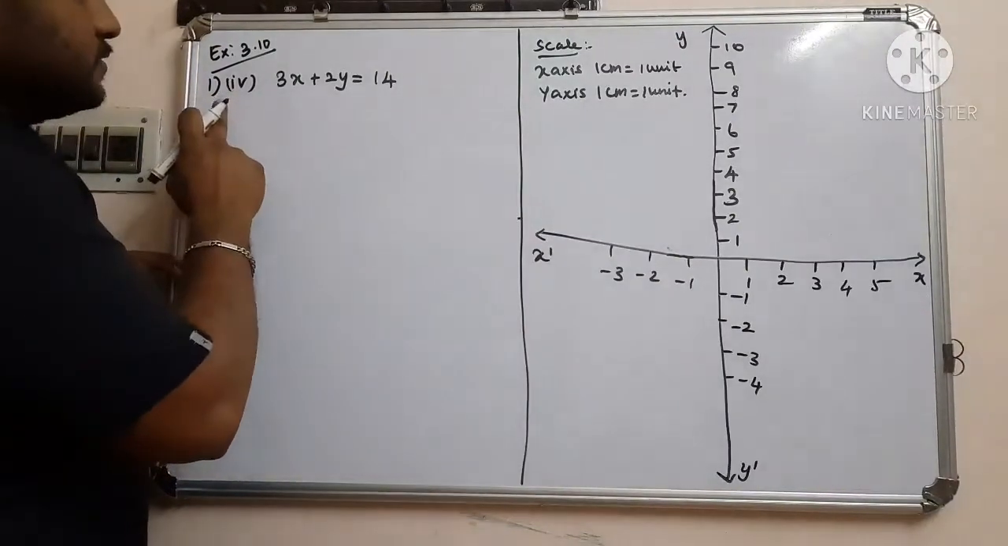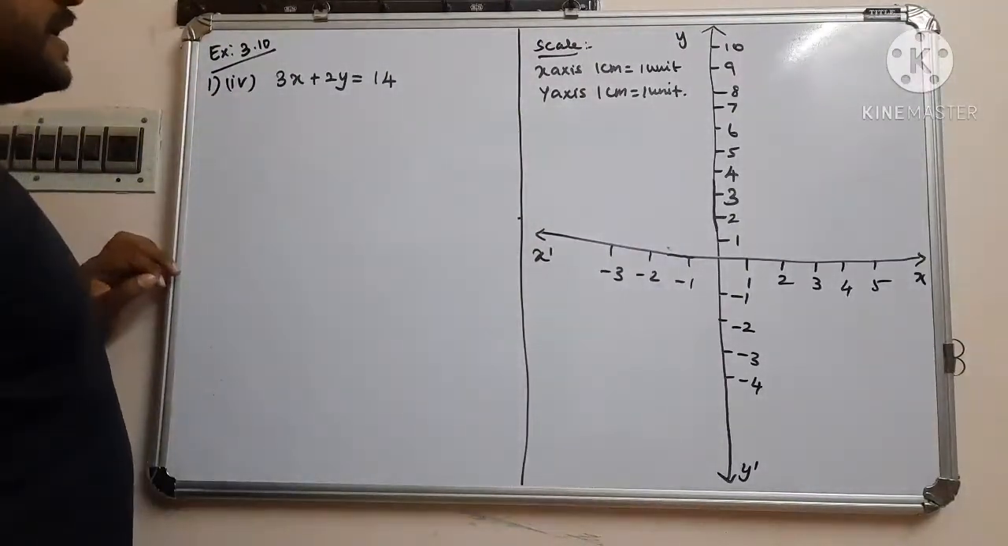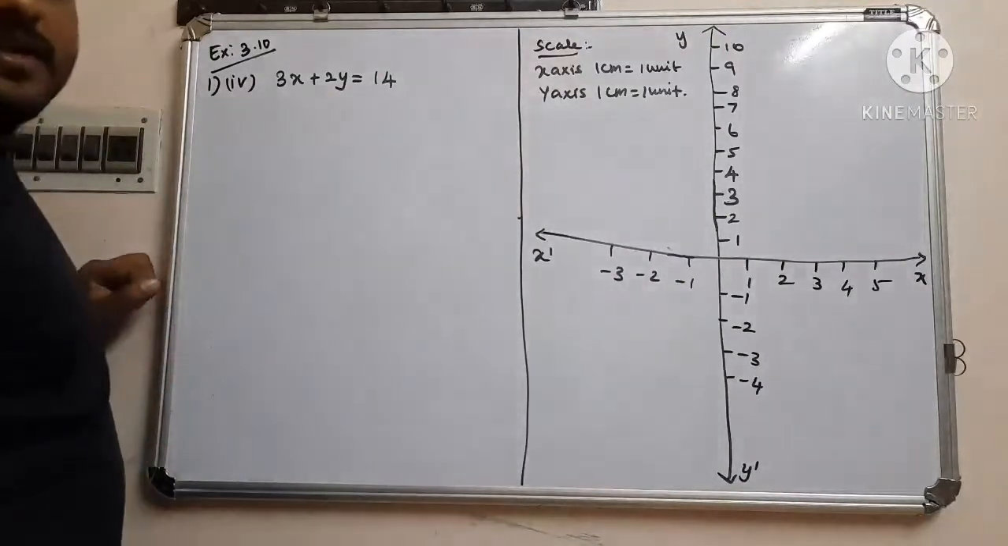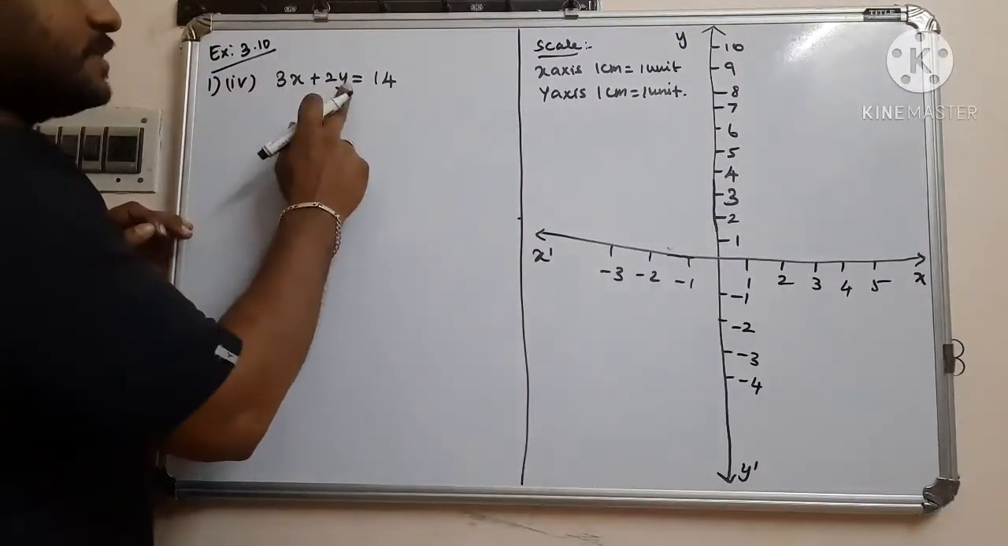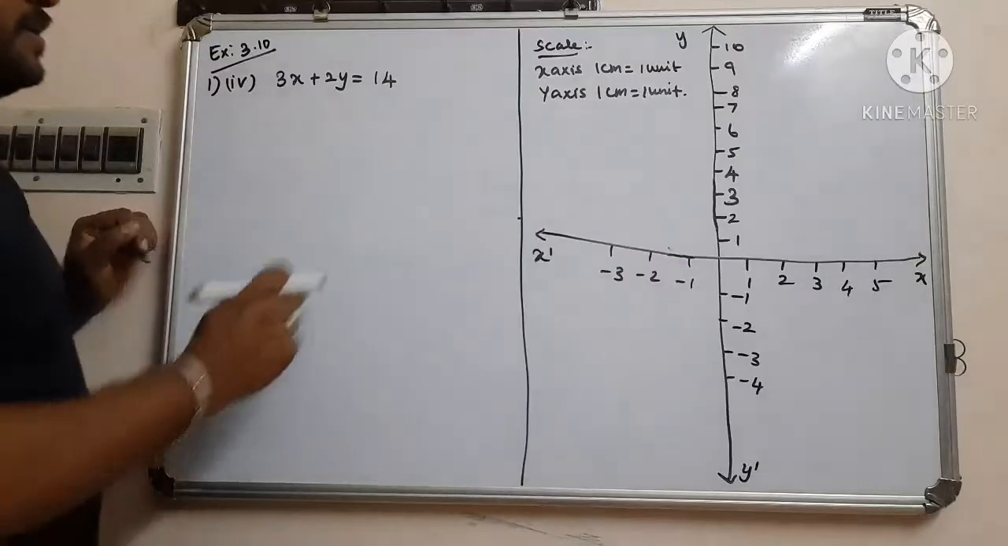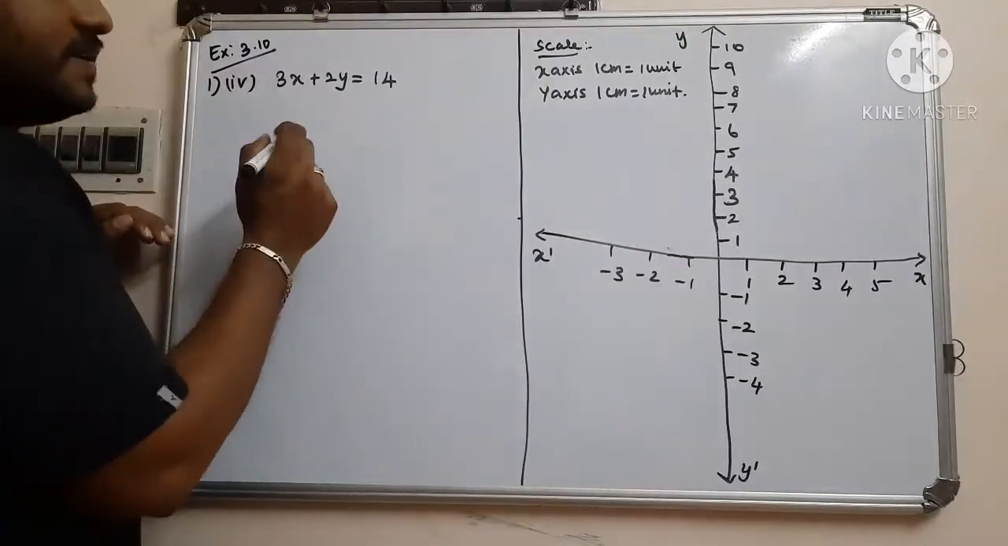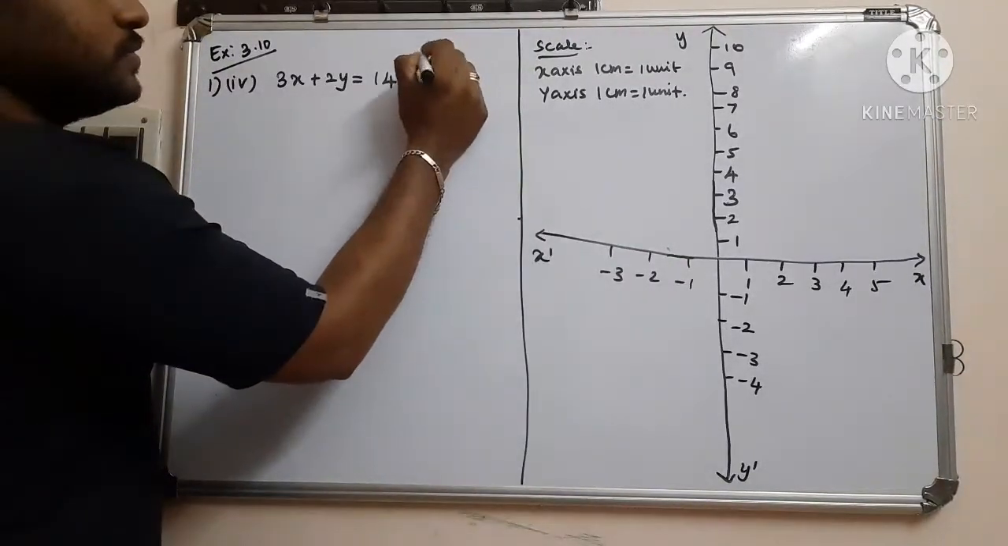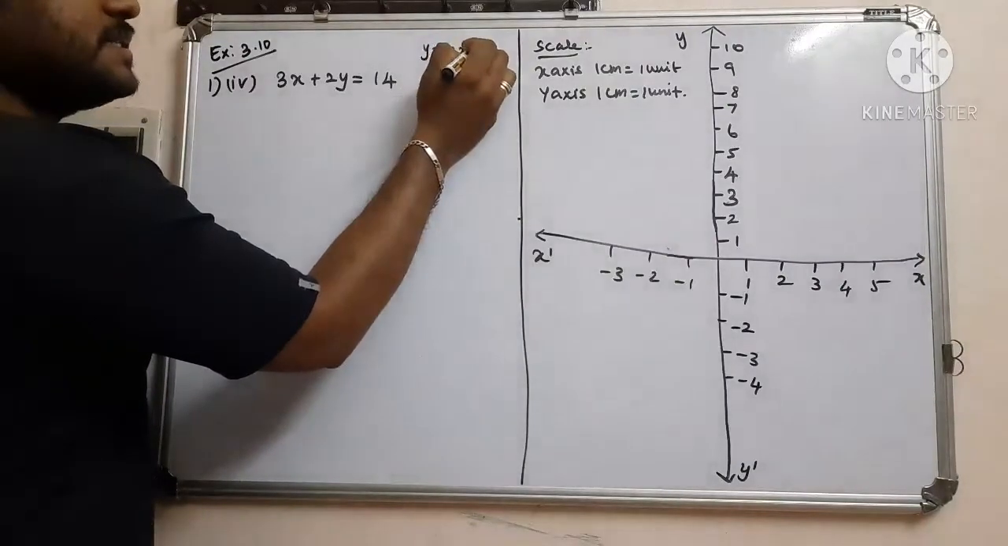First question, fourth one. 3x plus 2y is equal to 14. We have to draw graph 3x plus 2y is equal to 14. We have to write the equation y is equal to mx plus c.